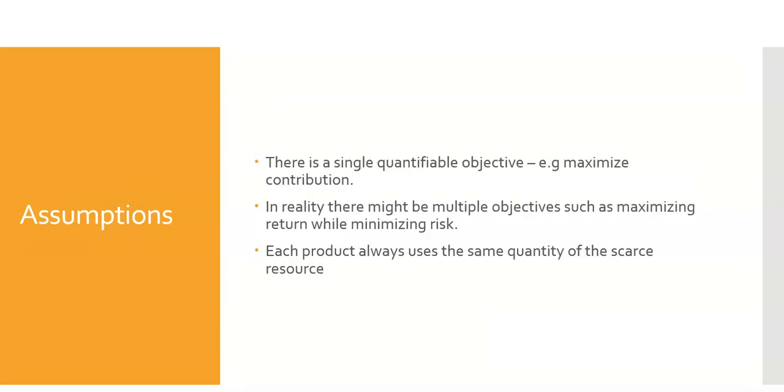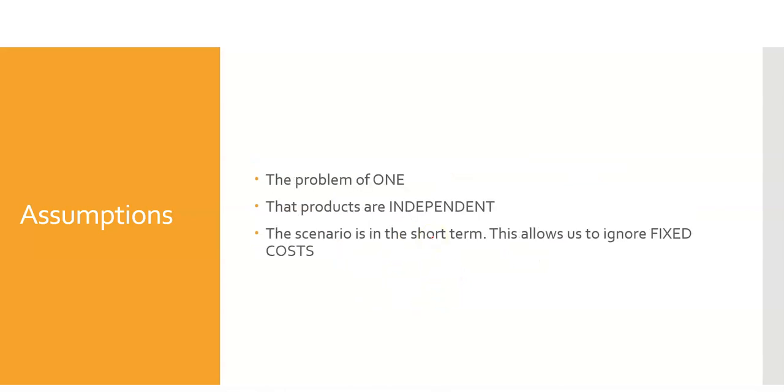Okay, just some final theory to go through. Typically, we're assuming we're trying to maximize contribution. We might be trying to maximize contribution whilst minimizing risk. So we haven't quite analyzed risk when doing this. We're just looking at contribution. And we also talk about this imbalance. We say each product always uses the same quantity of scarce resource. So it's this sort of normal, regular use in the same combination that we assume. So again, it is a short-term issue, really. We are ignoring fixed costs, and the fact is we're arguing the products are independent.